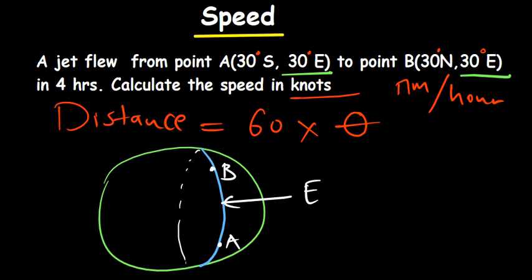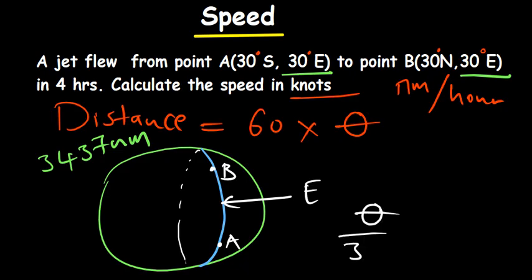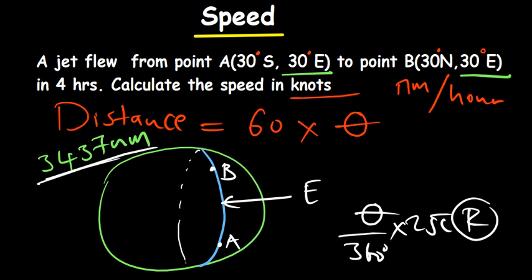For the distance between them, we're supposed to take into consideration their radius. In this case, this is a great circle, so the radius would be 3,437 nautical miles. So if you want to use the longer route, you use theta over 360 degrees multiplied by 2 pi and then the radius r, which is 3,437. The shortcut is 60 multiplied by the theta.